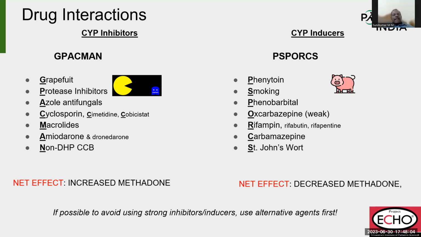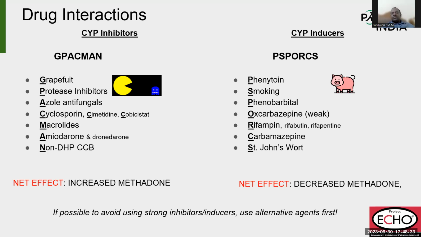So if you plan to start these medications with methadone, then it is recommended that you decrease the dose of methadone by 25%. Okay. Otherwise, you have to find other alternatives. Instead of macrolide, would it be appropriate to start the patient on amoxicillin, something like that?